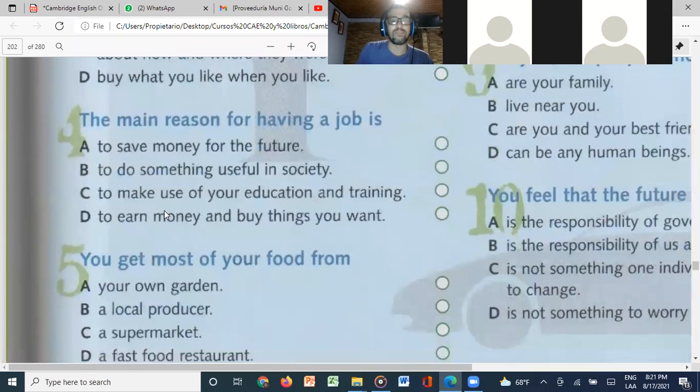Now let's go with number 4. The main reason for having a job is to save money for the future, to do something useful in society, to make use of your education and training, or to earn money and buy things you want. David, what about you?